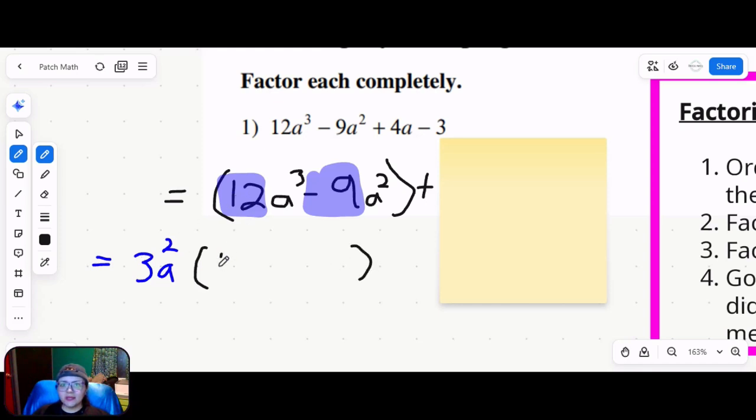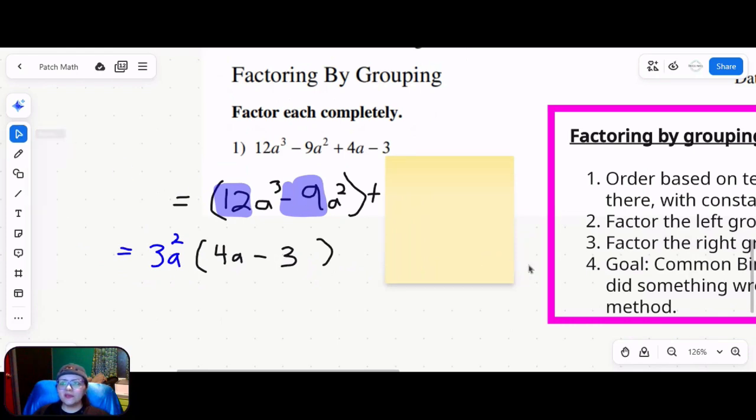12 divided by 3 is 4. A cubed divided by a squared is the quotient rule of exponents, and that is just a. We can subtract those exponents. 3 minus 2 is 1, and a to the first power is just a. In this case, we did not factor out a sign, so that minus 9 will stay. 9 divided by 3 is 3, so that negative 9 becomes negative 3. A squared divided by a squared is just 1, and negative 3 times 1 is still negative 3. You have now successfully factored the left-hand side.